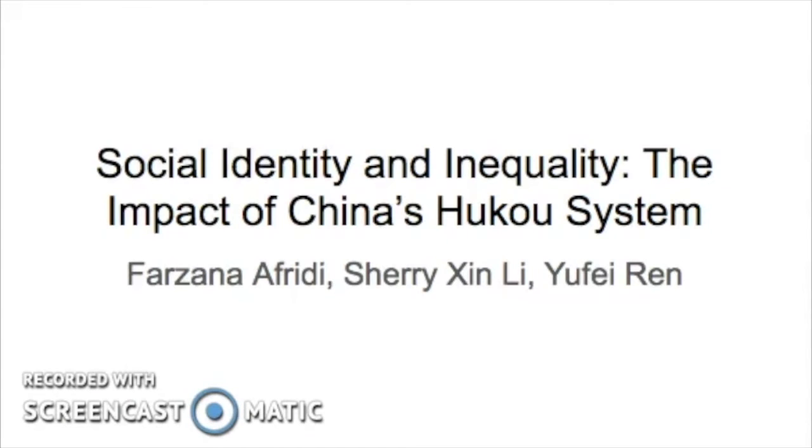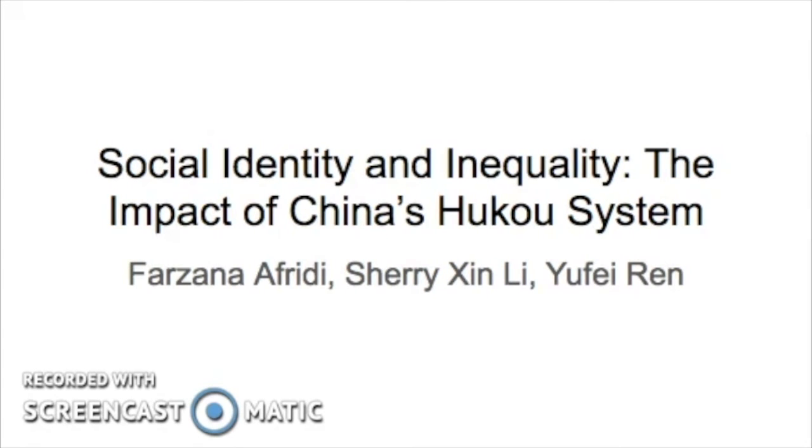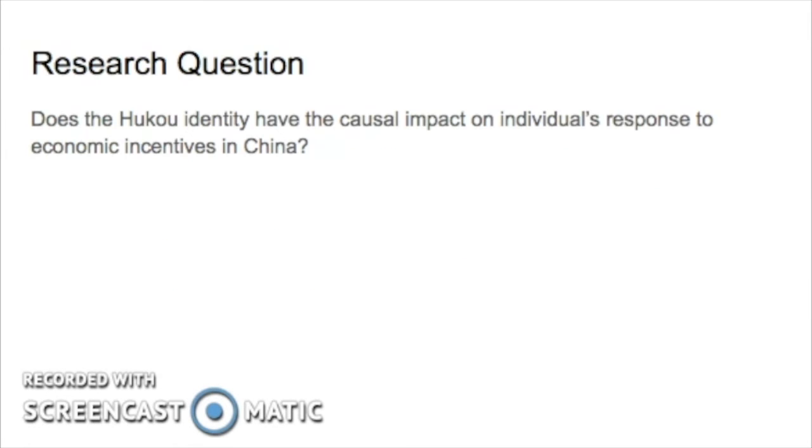This paper talks about a political institution just as the previous one, but it focuses more on inequality. This paper aims to investigate whether there is a causal impact of Hukou identity on individuals' response to economic incentives in China. Their answer is yes, and the Hukou system may contribute to the rising socioeconomic inequality within China.